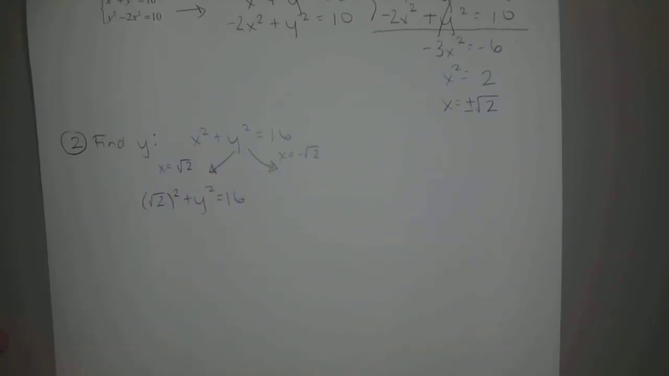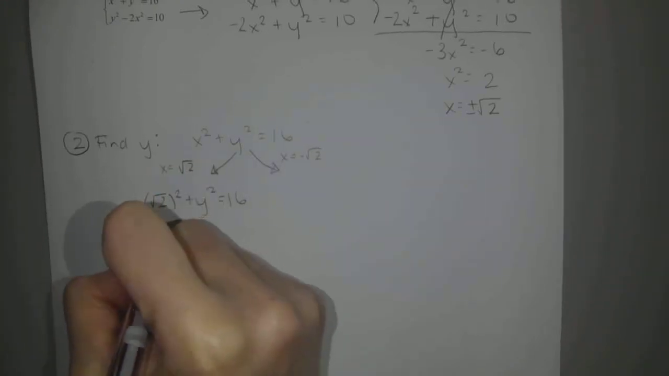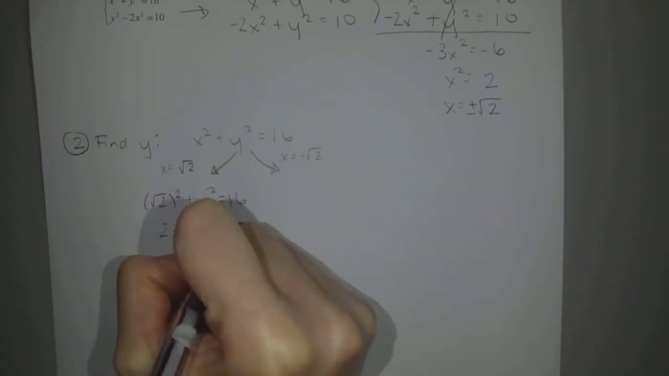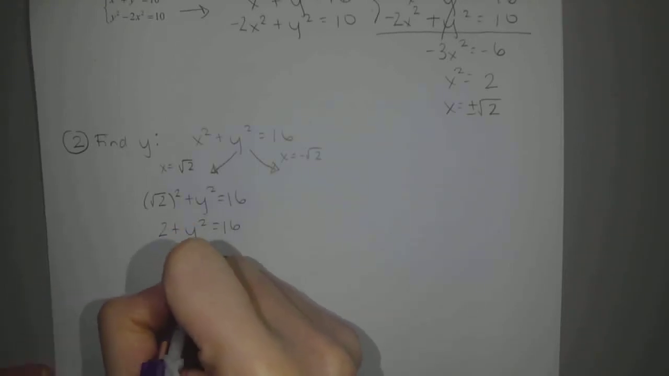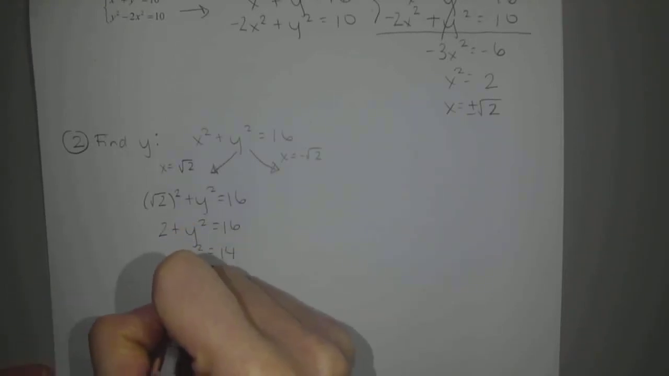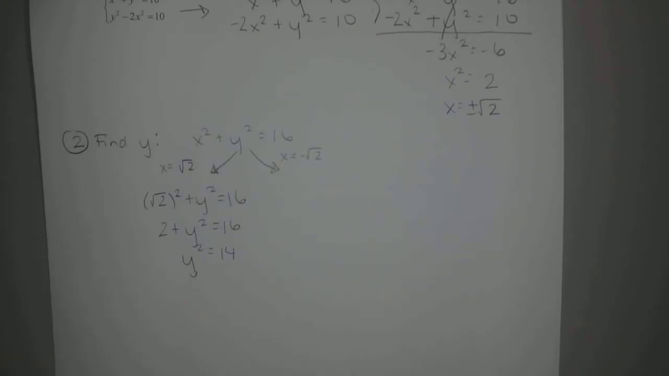And we talked about this in the last case. What happens when you square a square root? It just undoes each other and just the inside pops out. So that's just 2. And then let's isolate y. So what's the first move we're going to have to make? Subtract 2. Yep, so y squared equals 14. And then how do you undo squaring? Square rooting, plus or minus.